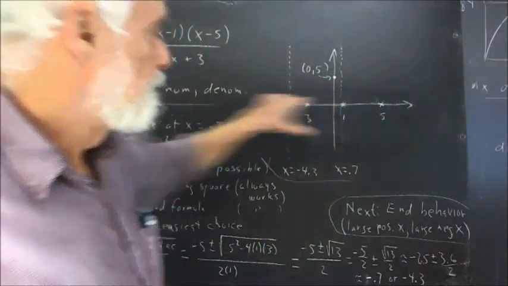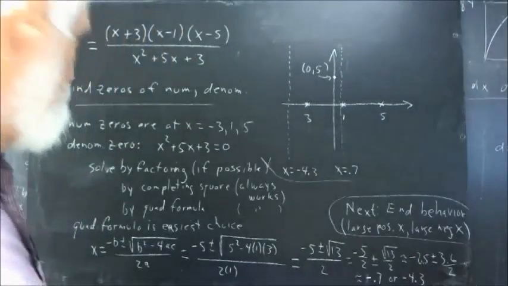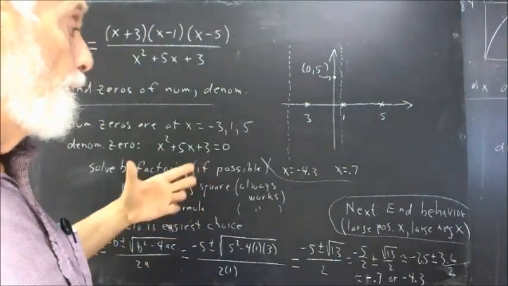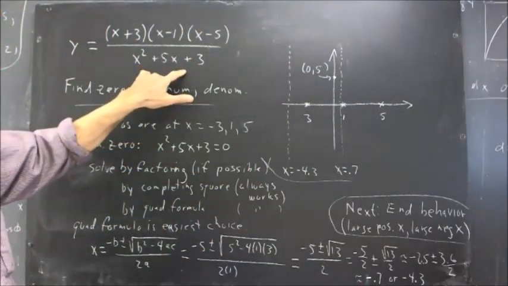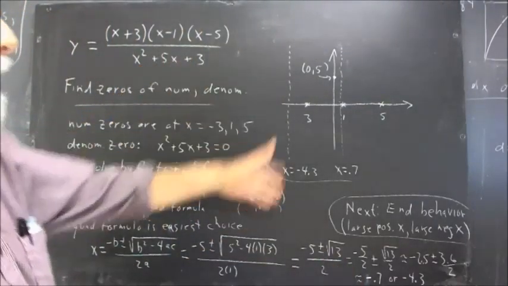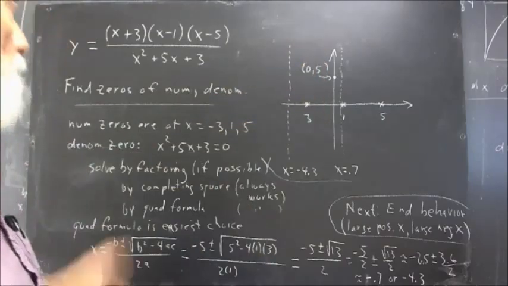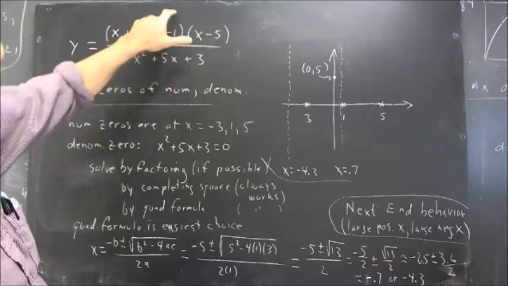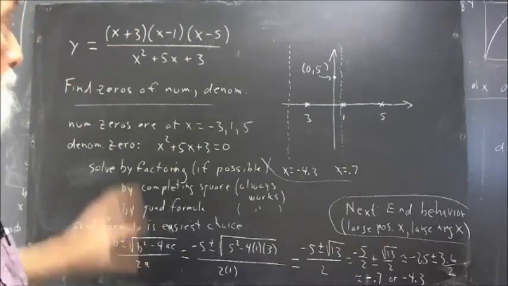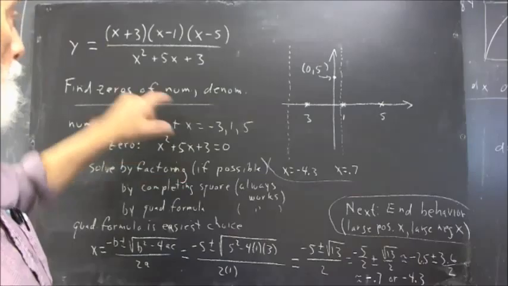That's at x equals negative 3, 1, or 5. And then we're going to indicate where the zeros of the denominator are. We expect that a 0 of the denominator will result in an asymptote, a vertical asymptote. That won't always be the case because sometimes a factor of the denominator will match a factor of the numerator, but it is usually the case.